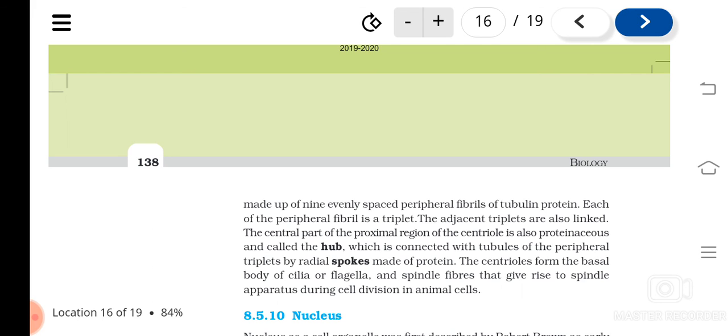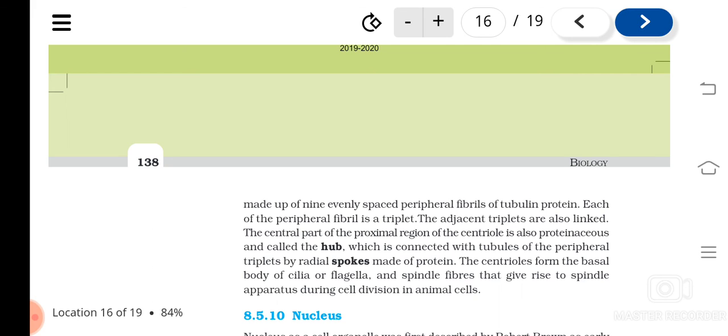The central part of the proximal region, that is in the center, there you can see a proteinaceous structure, and that is known as the hub. And this part is connected to each of the tubules of the peripheral triplets by radial spokes, same like in the flagella or cilia. Okay, and the centrioles form the basal body of cilia or flagella. We have seen that.